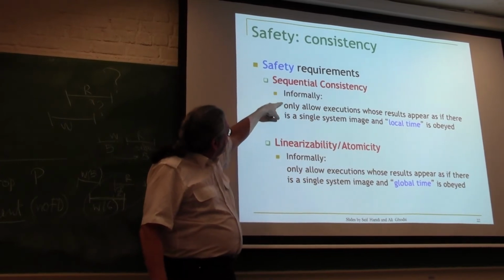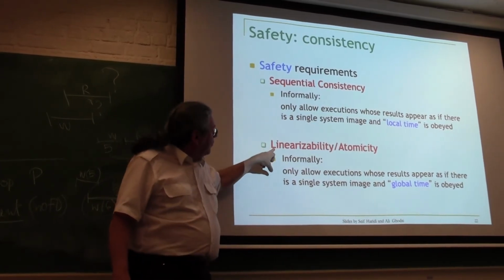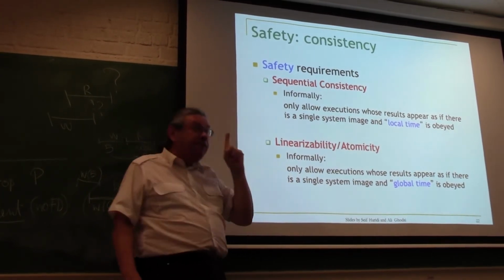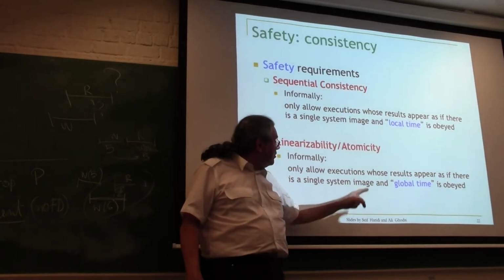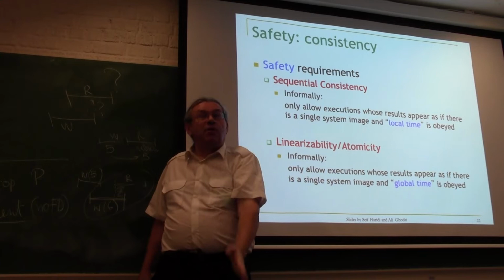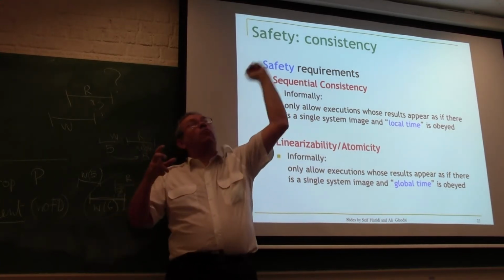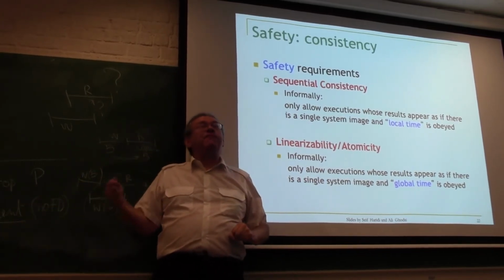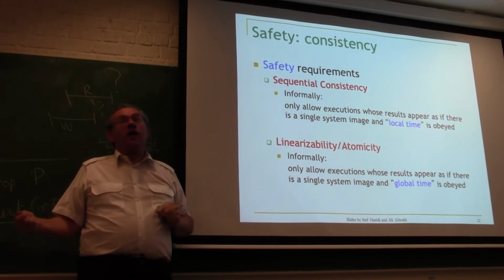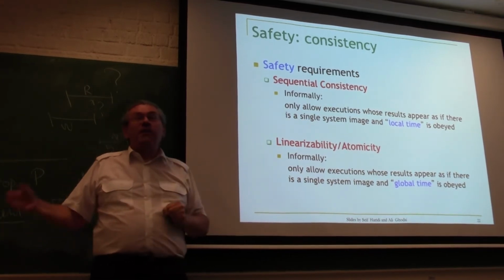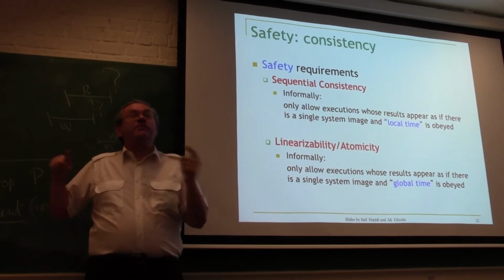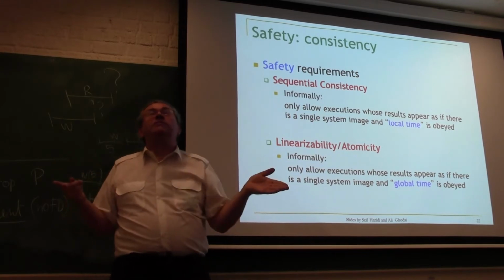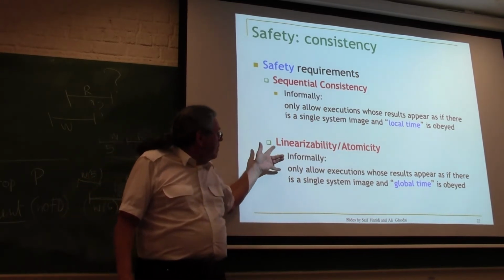Let me say linearizable first. It would only allow executions whose results appear as if there is a single system image and there is a global time that's obeyed. That means if I do a write on one node and I do a read on another node, it behaves as if the write was instantaneous and the read is instantaneous. And if the instantaneous read is after the instantaneous write, it sees the written value, otherwise it doesn't. That's linearizable. Okay?